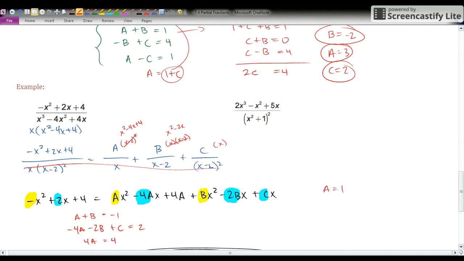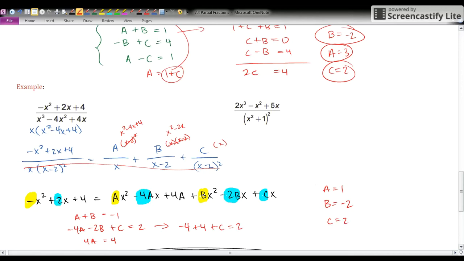And if I know that A was 1, I can plug it into the first equation. I can get B is negative 2. And then if I know both of those, I should be able to plug them in here. So let's see, what is that? A was 1, so negative 4. B was negative 2, so plus 4, plus C equals 2. So C must be 2.